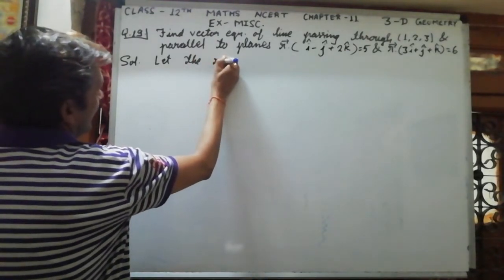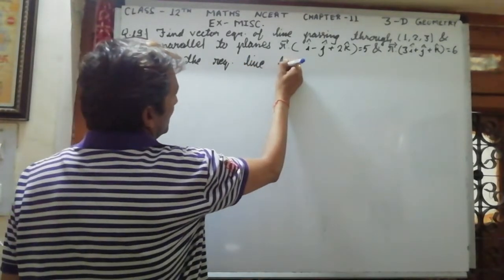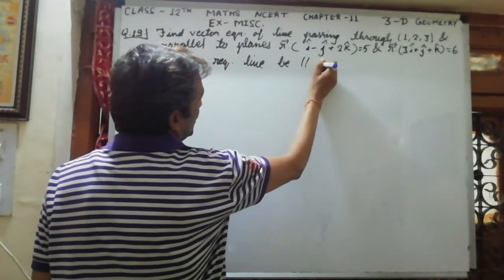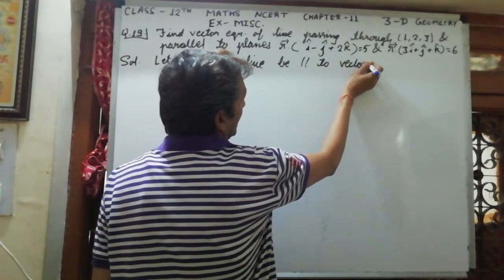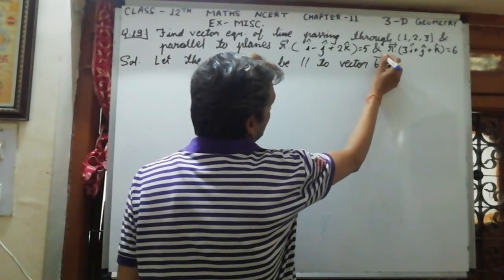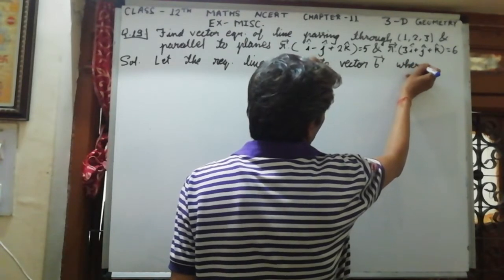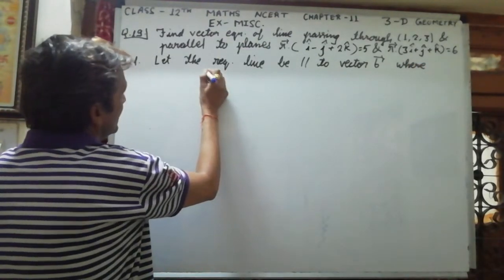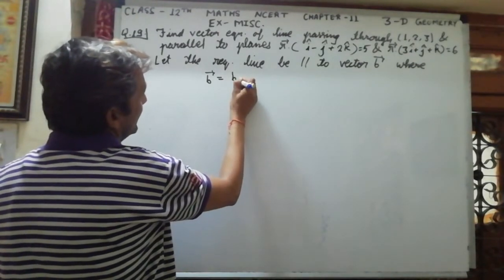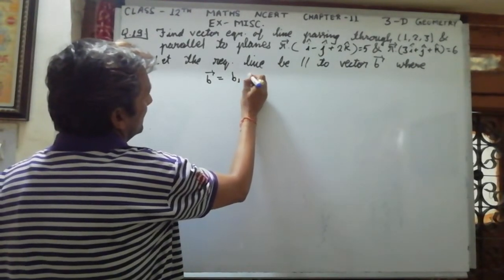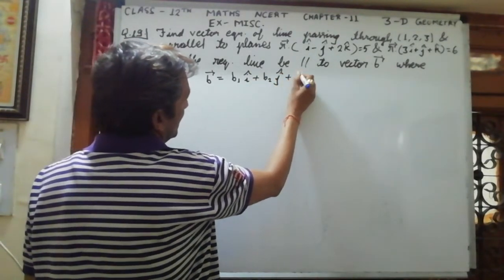Let the required line be parallel to vector b, where vector b is equal to b1 i plus b2 j plus b3 k.